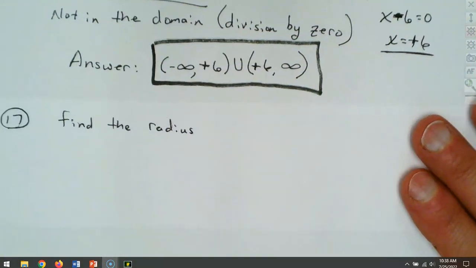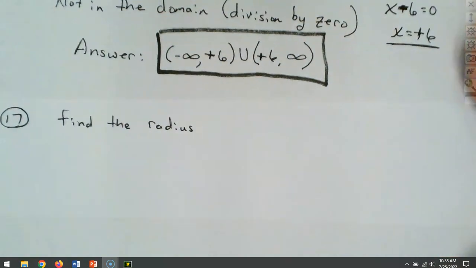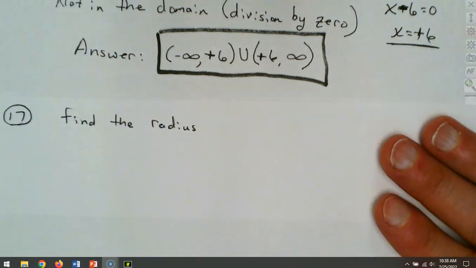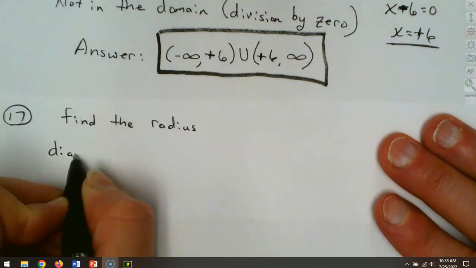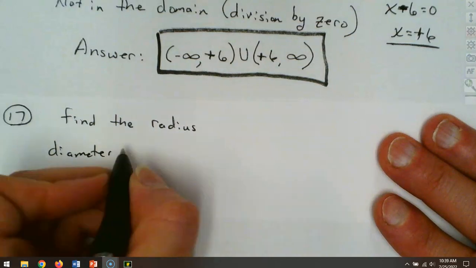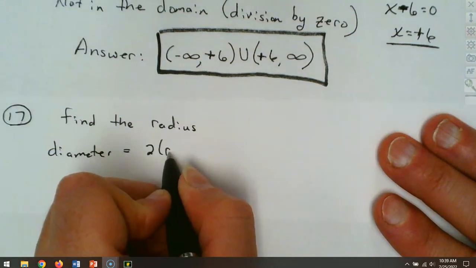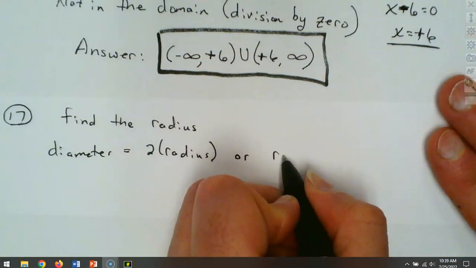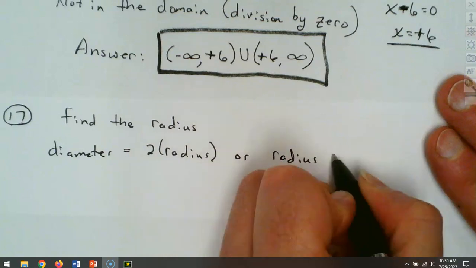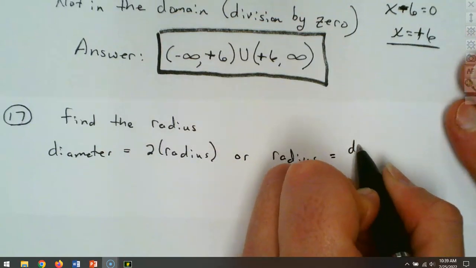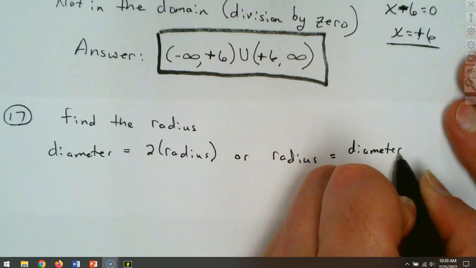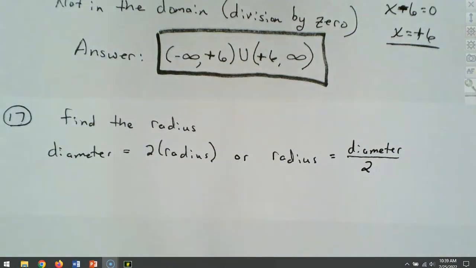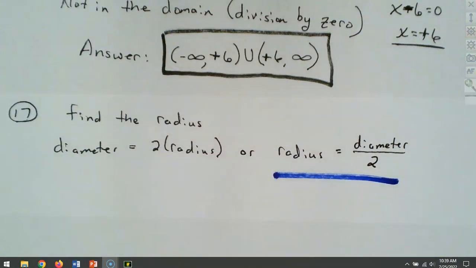Now, how does the diameter and the radius relate to each other? So what you're given is a diameter. And remember, the diameter is double the radius, or the radius is half the diameter, which is what we're going to be using. So we need that fact that the radius now is going to be half the diameter.